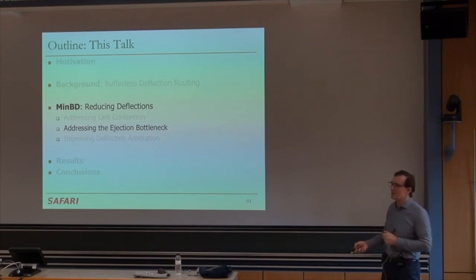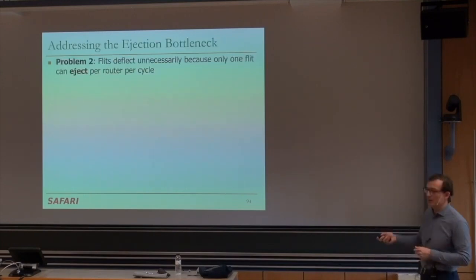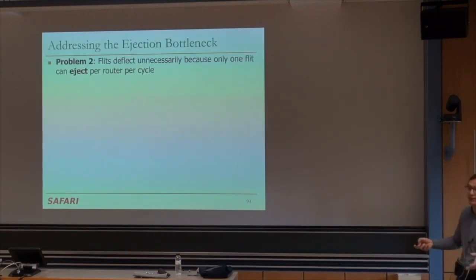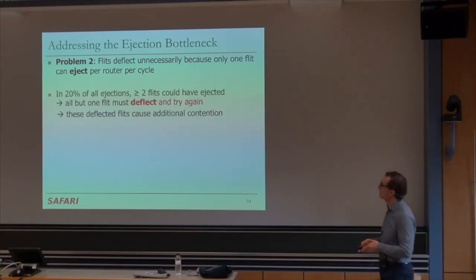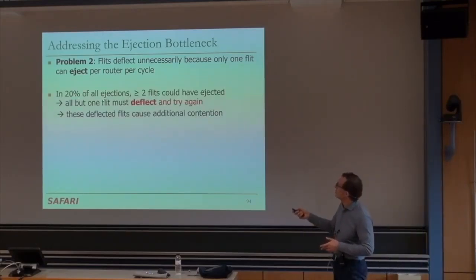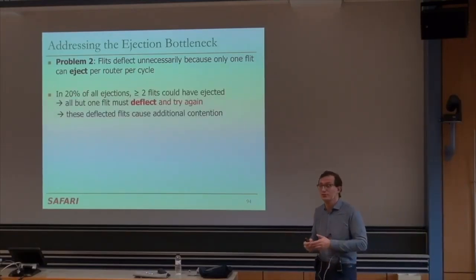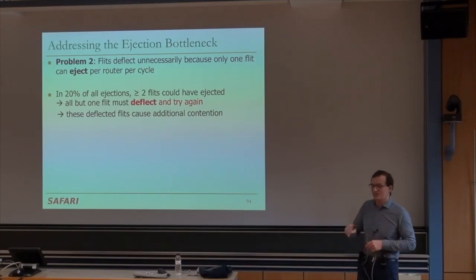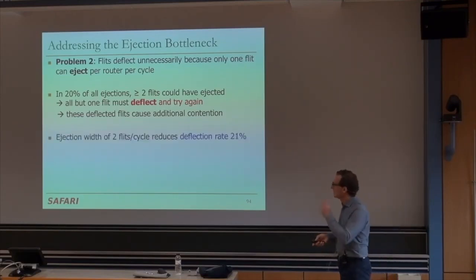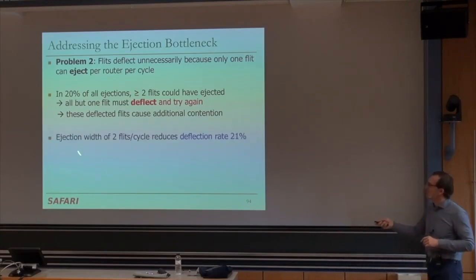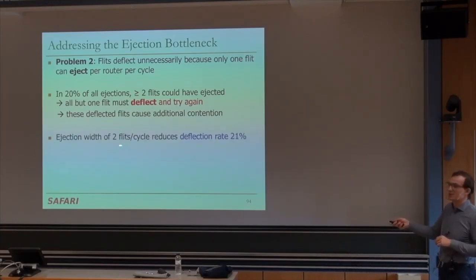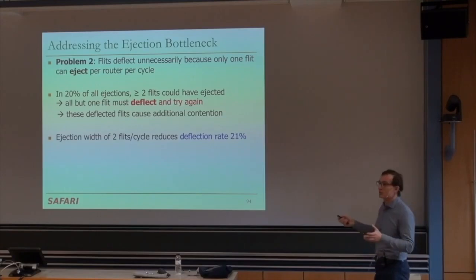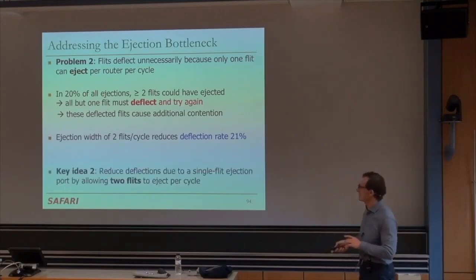So let's take a look at the ejection bottleneck. I've already given you the idea over here. But basically, flits deflect unnecessarily because only one flit can be ejected per router per cycle. It turns out in 20% of all ejections, more than 2 flits could have been ejected. All but one flit must deflect and try again. And these deflected flits go around the network and cause additional contention, even though they just arrived at the destination. So actually, if you increase the ejection width to 2 flits per cycle, you can reduce the deflection rate significantly. And you can see the analysis in the paper.